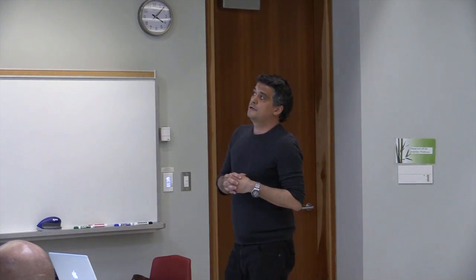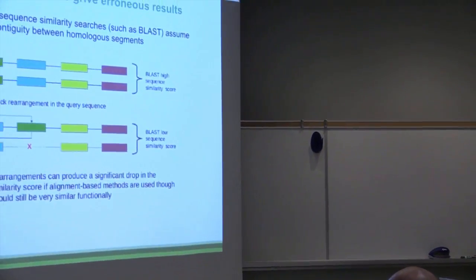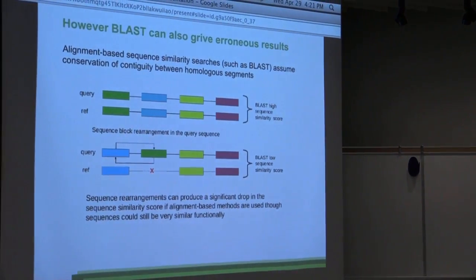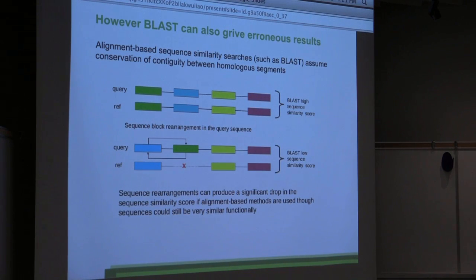However, BLAST can also give erroneous results because BLAST assumes a conservation of contiguity between homologous segments in the sequence. If you have a query and a reference, the blocks here are these homologous segments. If I now switch the blocks around, BLAST would give a relatively low similarity score, and you would deduce that maybe these two sequences have nothing in common, although they can actually be very similar functionally.